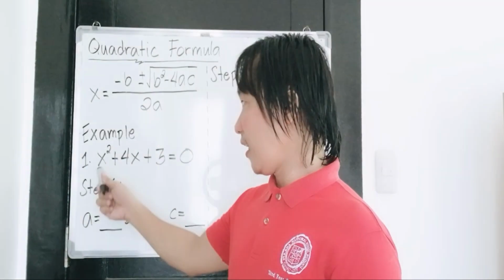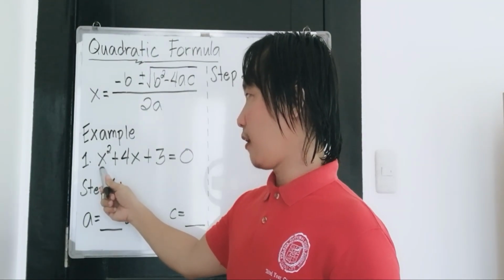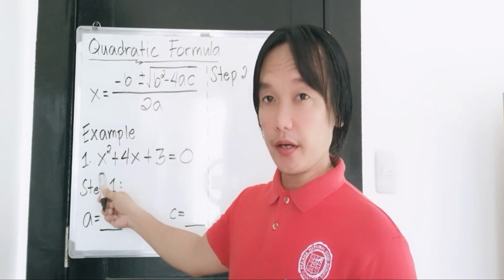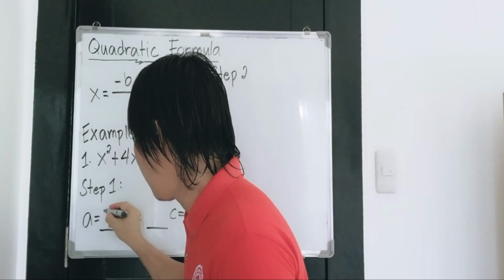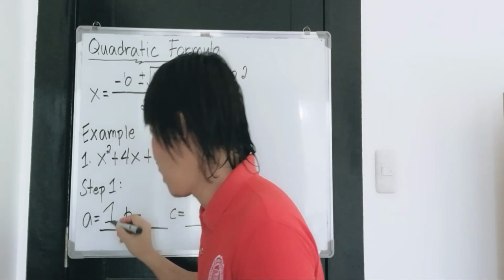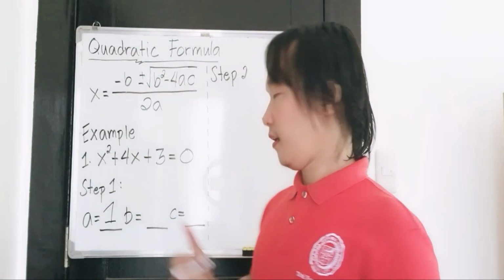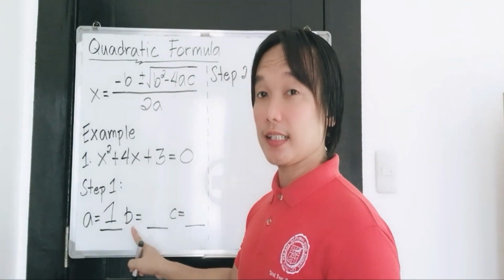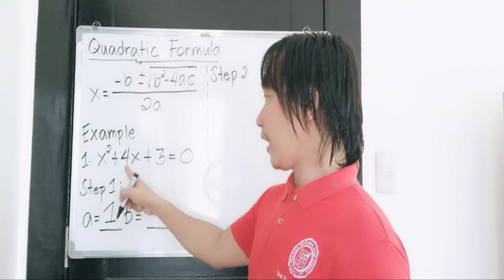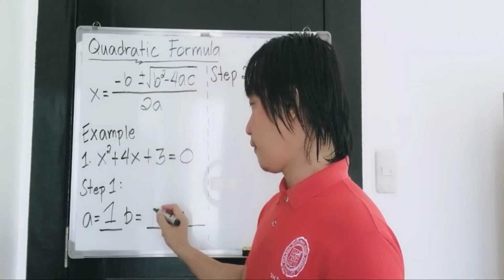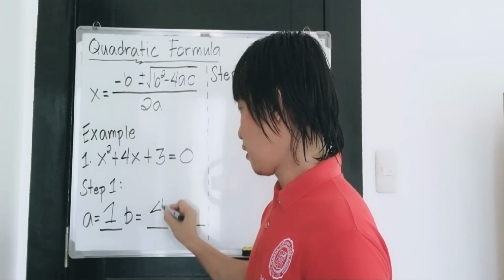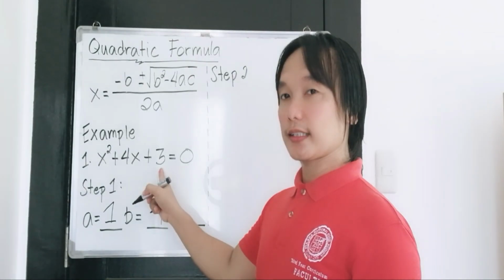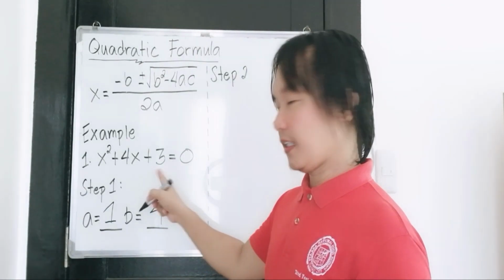Our letter a is beside our x squared. As you can see, there is no number beside our x squared, so automatically, that number is 1. Next is the number that represents the letter b. In that case, that is the positive 4, so we will write 4. And lastly, our c will be our constant, and that is the number 3.